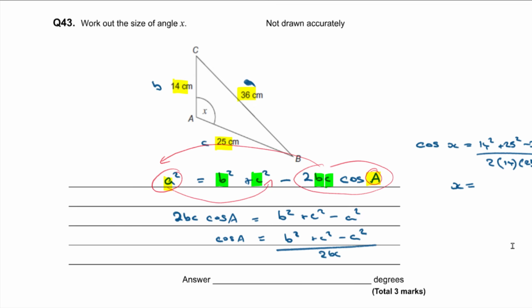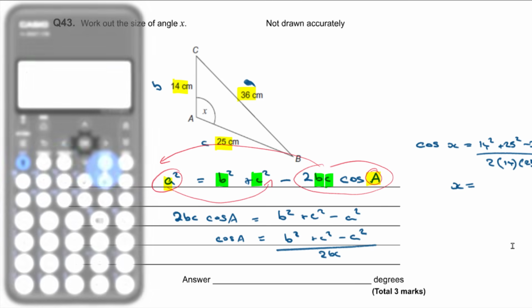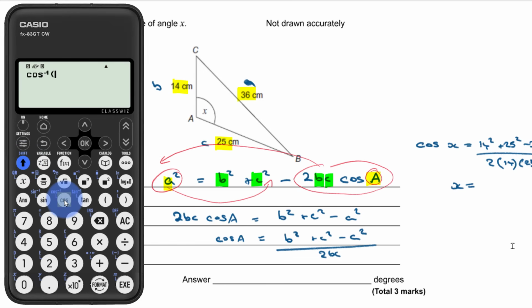So x is equal to, so we're going to use shift cos, okay, and then I'm going to put the fraction key, so I've got a numerator and denominator to fill out. And I'm going to do 14 squared plus 25 squared minus 36 squared on the top. I don't know 14, 25 and 36 squared off the top of my head, so that's why I'm not bothering to do what I did earlier and simplify it. So 2 times 14 times 25 on the bottom. Just going to come out of that and close the bracket. Probably doesn't make any difference, but hey ho. Right, now press the go button.